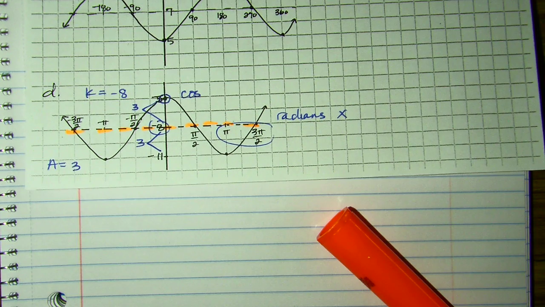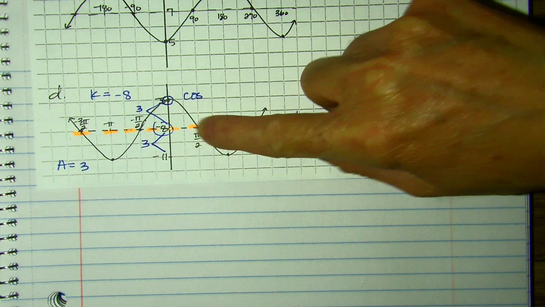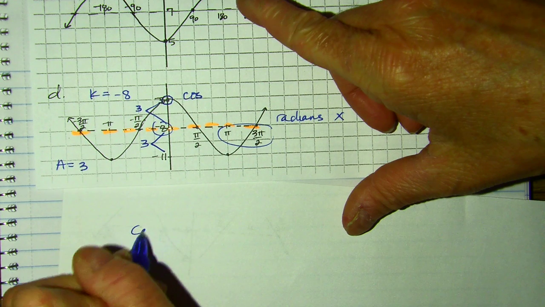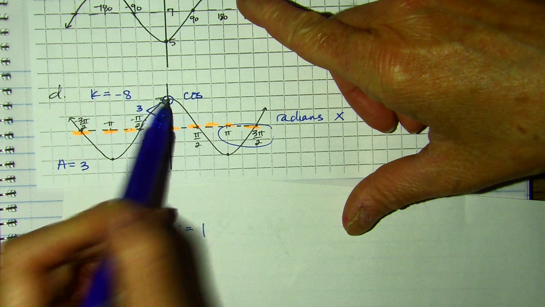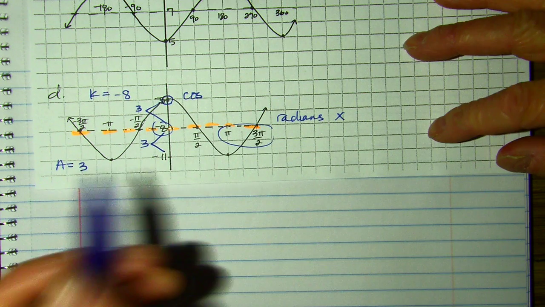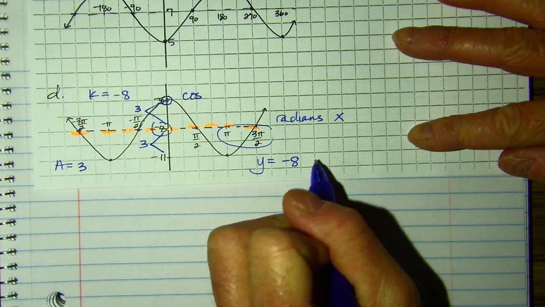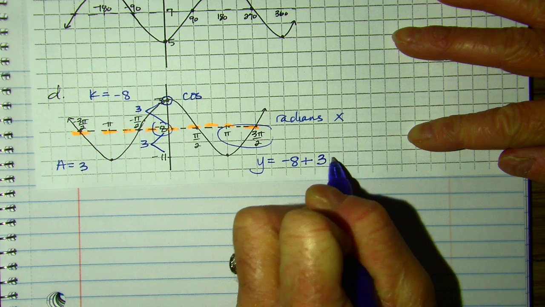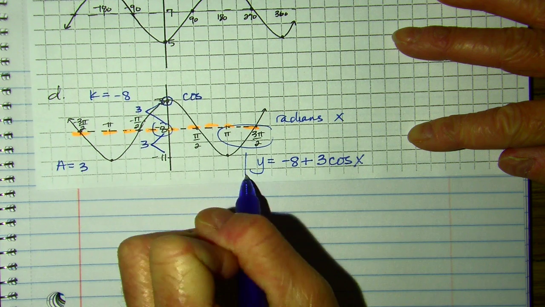There is not a reflection here because for the parent function of cosine, the cosine of 0 degrees equals 1, which is why it's up here. But ours has been shifted up. Okay. So my formula, I'm going to put k first, -8. There's no reflection, so plus my amplitude and the cosine of x because it's in radians.